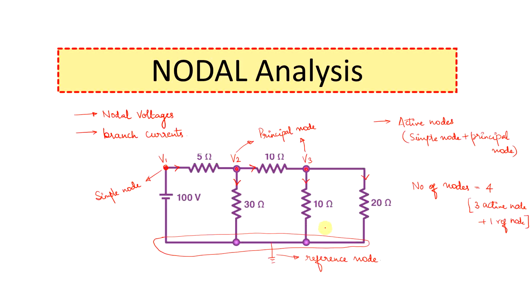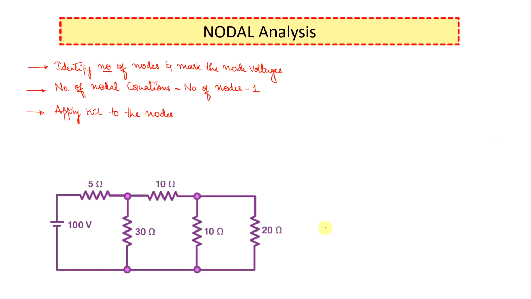So we have 2 cases for this, okay? The procedure to solve would be, first you need to identify the number of nodes and mark the nodal voltages. I've considered the same example which I showed you in the previous slide. I need to first identify the number of nodes, which I have got as 4, right? So this is V1, V2 and V3, and this is my reference node. Okay, so the total number of nodes is 4.